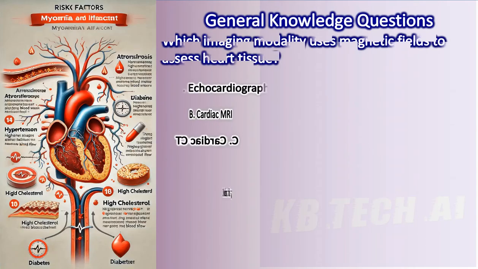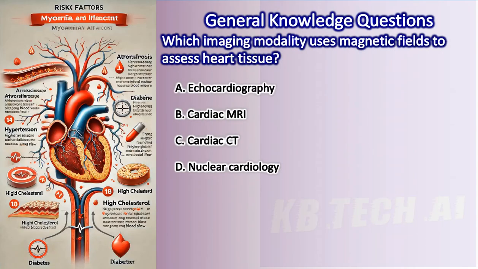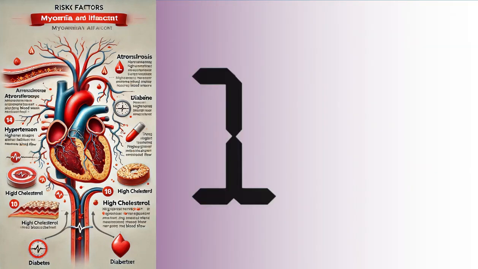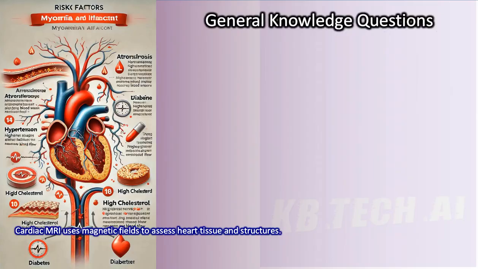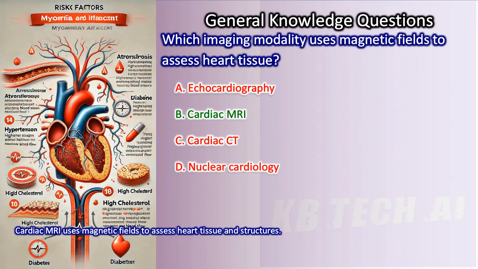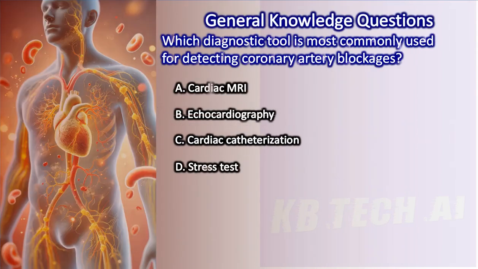Which imaging modality uses magnetic fields to assess heart tissue? Option 1. Echocardiography. Option 2. Cardiac MRI. Option 3. Cardiac CT. Option 4. Nuclear cardiology. The answer is Option 2. Cardiac MRI.